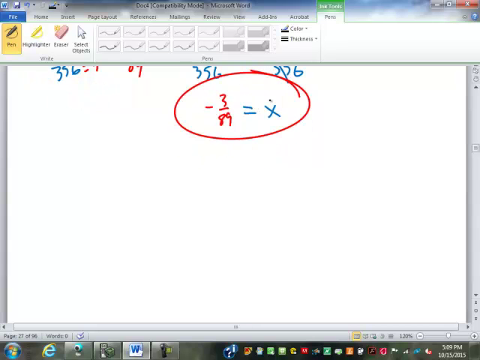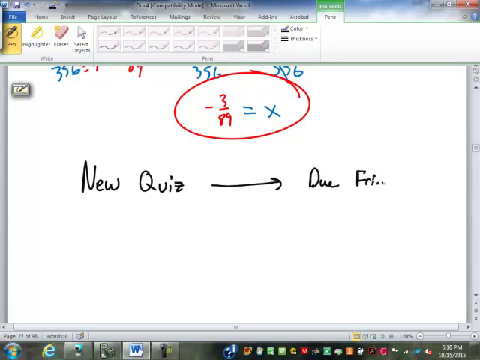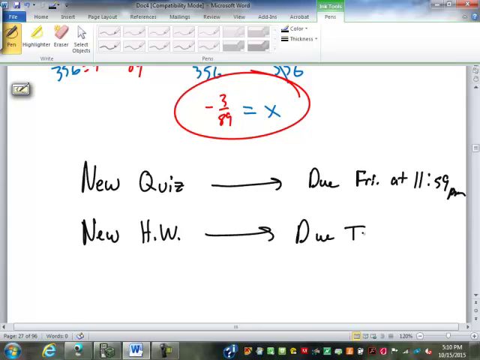Well, the good news is that's all the damage I'm going to do for tonight. So, you do have a new quiz due tomorrow, which is Friday, at 11:59 p.m. You do have a new homework due for next Tuesday. Of course, these are both in my math lab, so back to them. With that, again, I have the computer lab open here next door if you want to get started on your quiz or your homework.